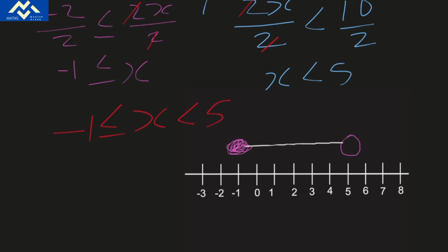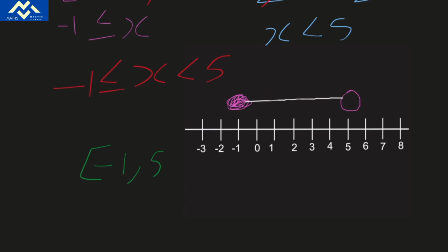Let's write the answer in interval notation. The smallest value is -1. And it is included. So we use a square bracket. The largest value is 5. But it is not included, so we use a parenthesis.